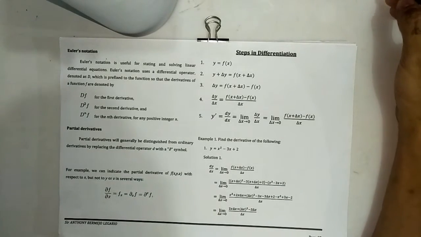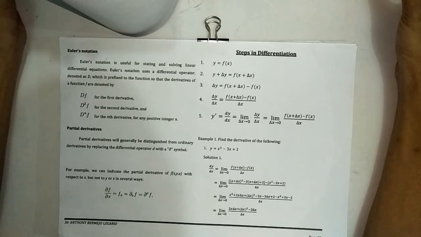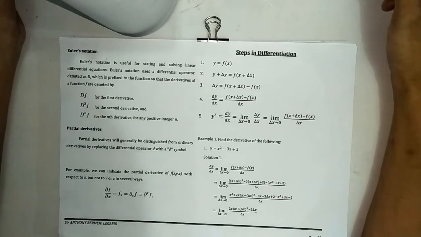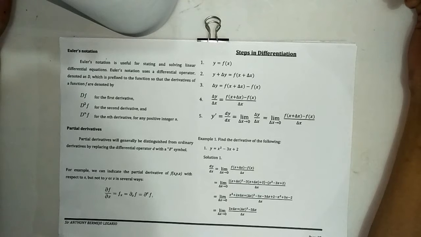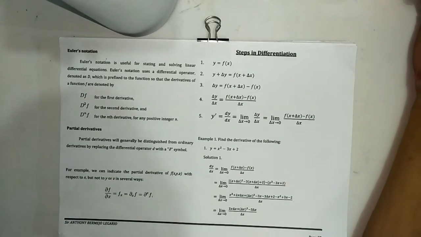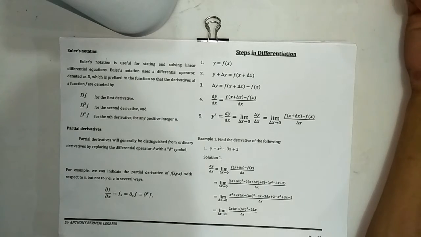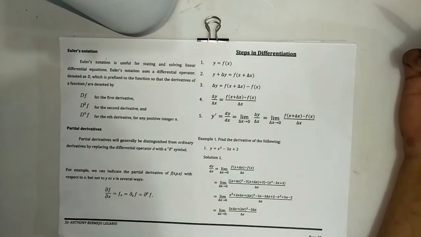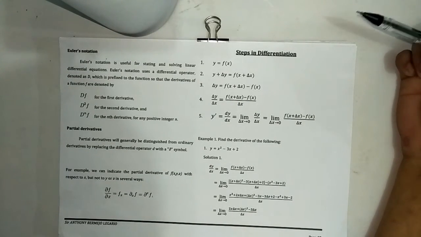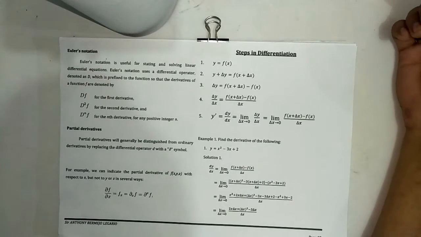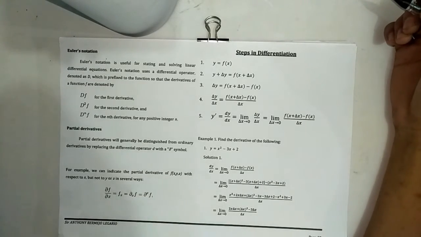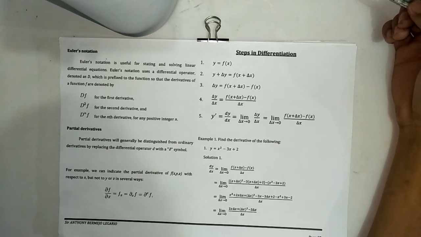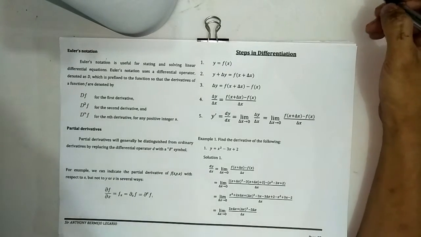Hi everyone, we are going to talk about the 5 steps in differentiation. So we have two solutions here on how we differentiate a function. Number one step on how to differentiate a function, we have y is equal to f of x. So gagawin natin ang y, we're going to change it into f of x. Then step number 2, y plus change y is equal to f of x plus change x.